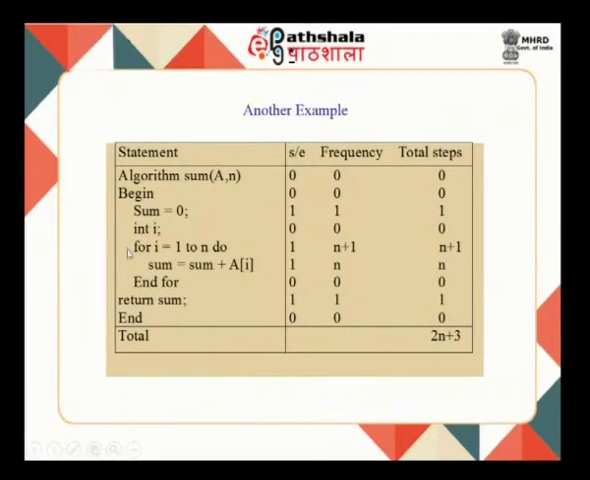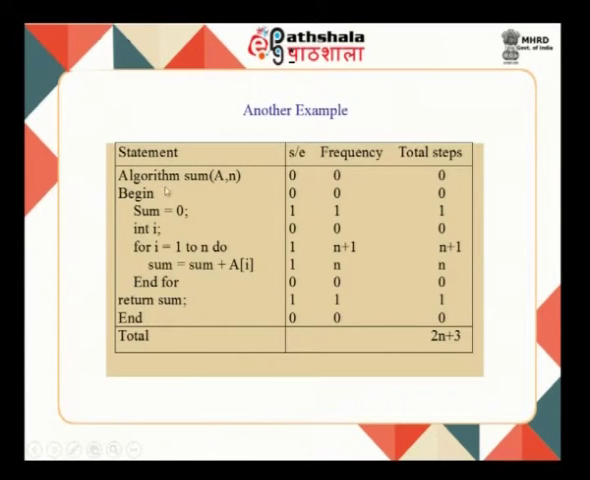Then we will take one more example. This algorithm is all about computing the sum of an array. You can see the algorithm is given here, algorithm sum, a comma n. I am initializing sum equal to 0. Then I am starting a loop, i equal to 1 to n. Under that I am trying to compute the sum of this particular array, and finally, once the loop is over, I am returning the sum.